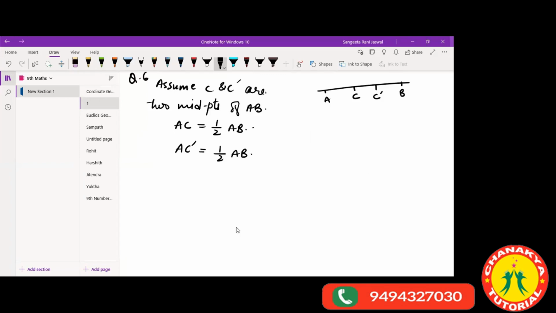And from these two, what do I conclude? AC is equal to half AB, AC dash is equal to half AB. So this implies that AC is equal to AC dash. I can say like this. Then which axiom follows here? Things which are equal to same things are equal. So the axiom that follows here is things which are equal to same things are equal.